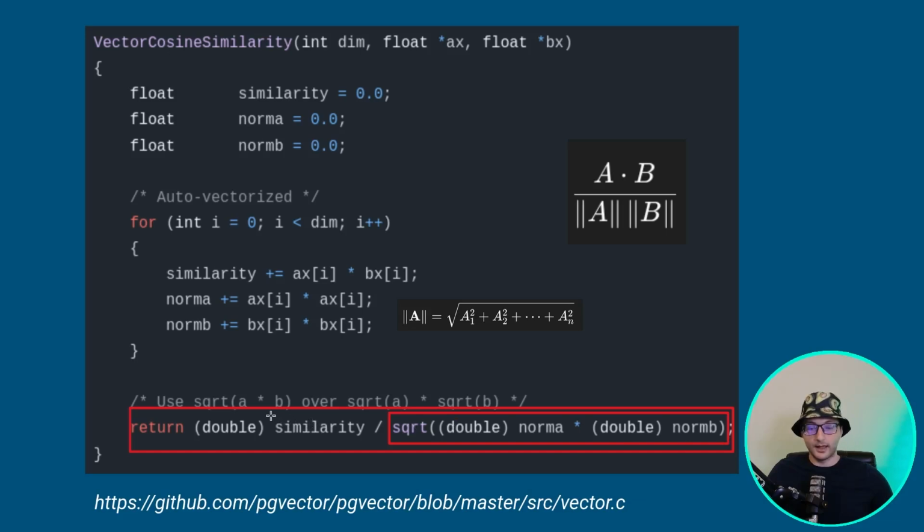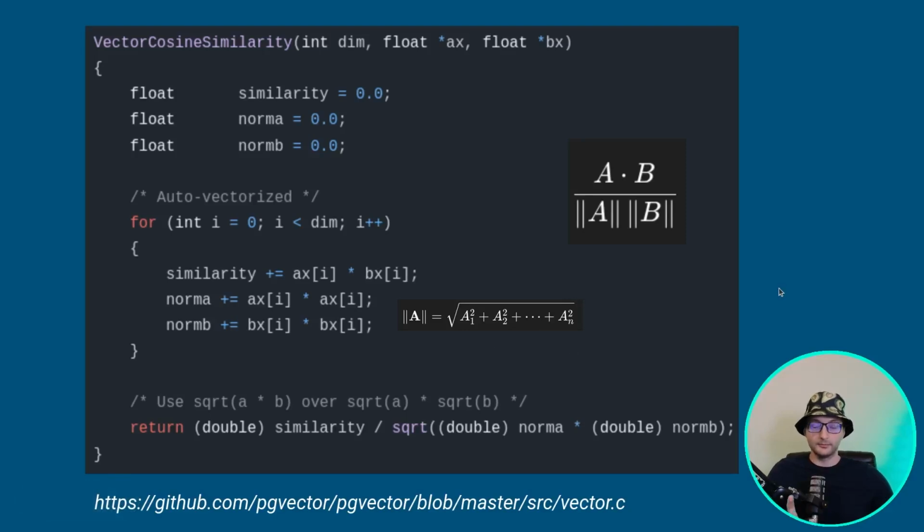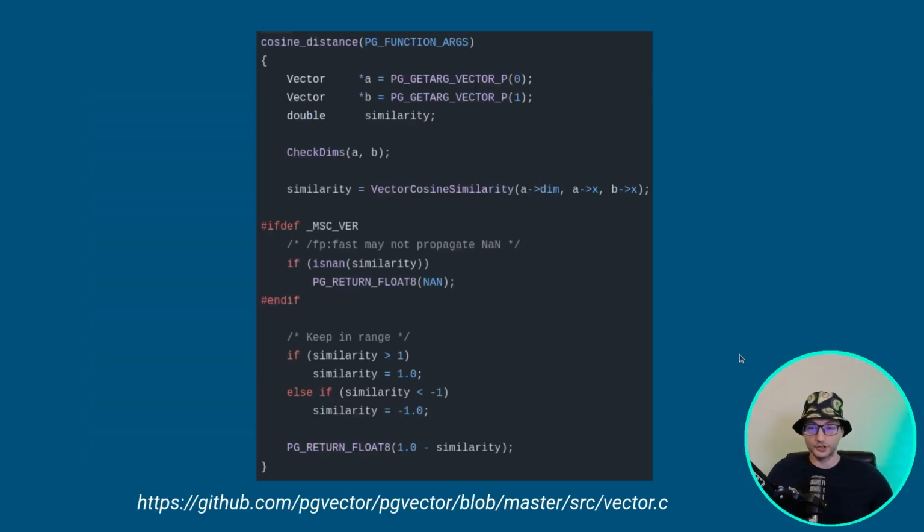And so finally, putting it all together, once you have the multiplication of the magnitudes of the vectors and you have the similarity, which is the dot product of the vectors, you can return the cosine similarity of the vectors. Now remember that pgvector is working with distances, so when you run the cosine operator or the cosine similarity operator in pgvector, that's actually going to return the distance. So there is an additional function that gets executed after this, which is going to be the cosine distance function, but this is much easier to understand.